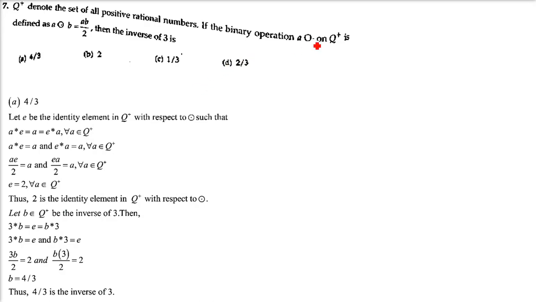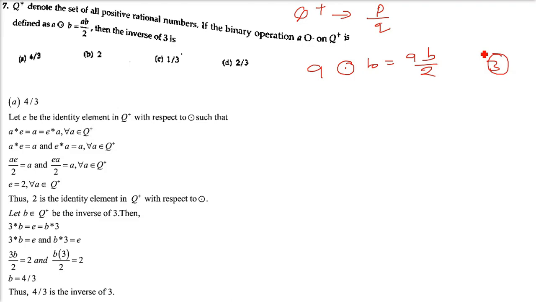Now the seventh one, Q plus. This is denoting the set of all positive rational numbers. There will be no negative P by Q form. If the binary operation A O, defined on Q plus, is defined as A operation B is equal to AB by 2, then we have to find out the inverse of 3.